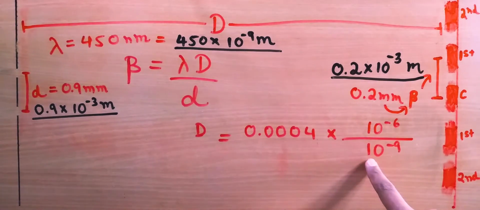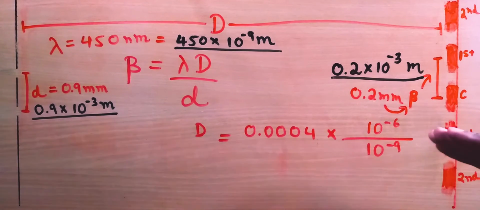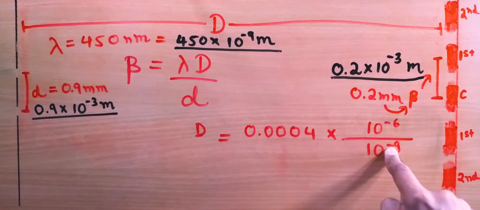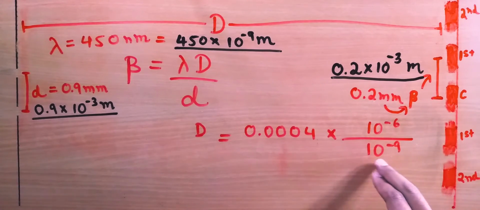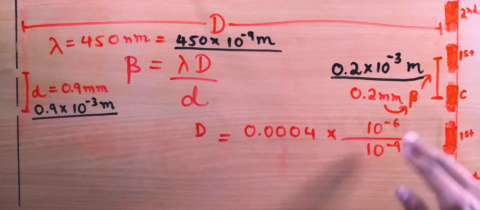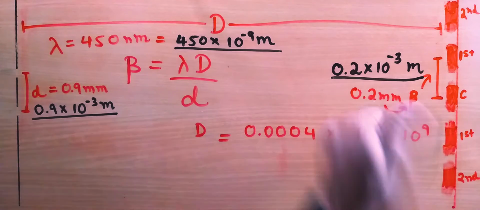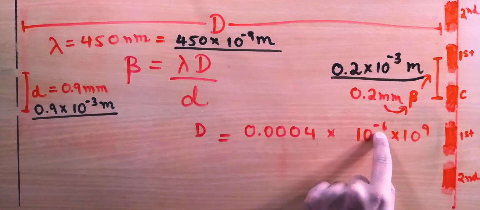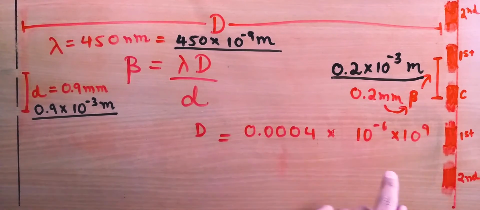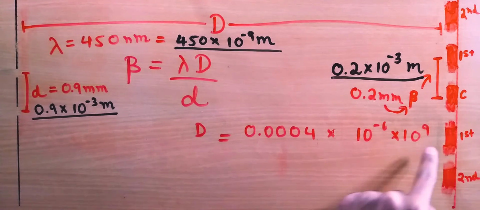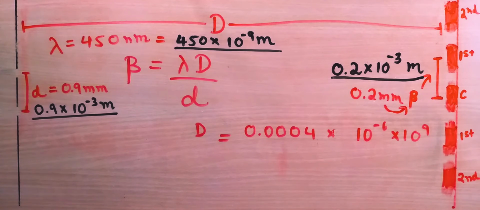And now I need to solve this part. So I need to take this 10 raised to power minus 9 to the numerator, and while doing so I need to change the sign of this minus 9. So this minus 9 will become a positive 9. So when I take this into the numerator, this will become 10 raised to power 9. So there I go. So I have 10 raised to power minus 6 into 10 raised to power 9. Now 10 raised to power minus 6 into 10 raised to power 9 is 10 raised to power 3, because 9 minus 6 is 3. So I am left with 10 raised to power 3.